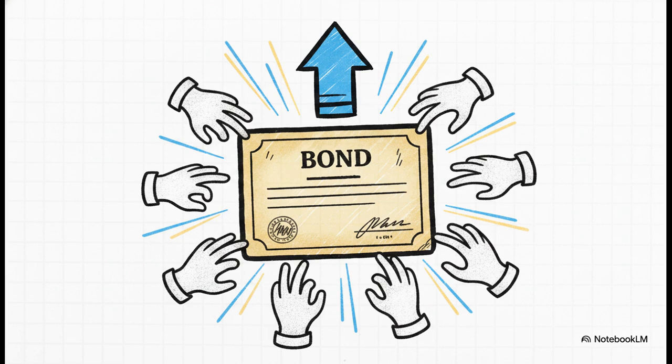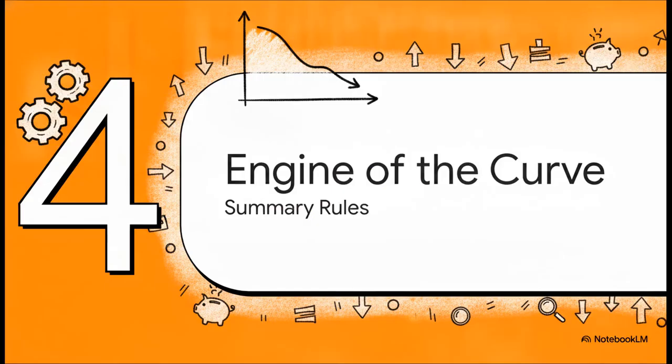Since the Fed cut rates, all the new bonds pay less. So your existing higher-yielding bond suddenly looks incredibly attractive. Buyers are literally going to pay a premium for it to take it off your hands. This is that exact same inverse mechanism we just talked about, just running in the complete opposite direction from our rate hike example. And that leads us nicely into Section 4, the engine of the curve.